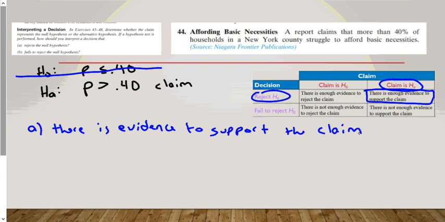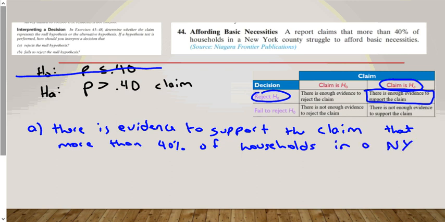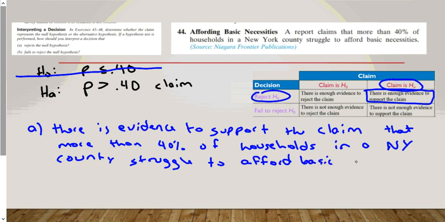To support the claim that more than 40% of households in a New York county, this is long, I should have typed it, struggle to afford basic necessities. There. Okay, that's our part A.